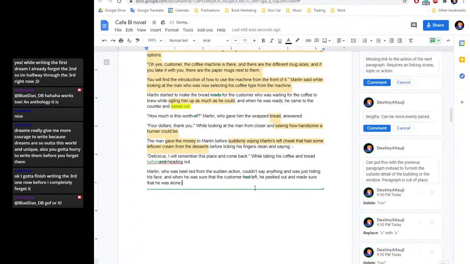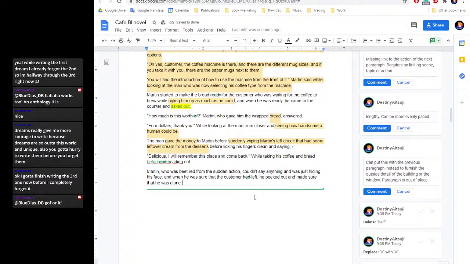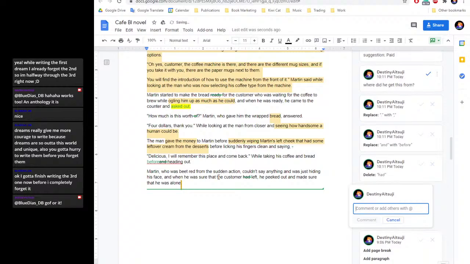He peeked out and made sure that he was alone. What was his reaction after this? He was just red and hiding his face. I want to know his inner thoughts. Here, before we end it, it's a very unsatisfying end. It's not even a cliffhanger.